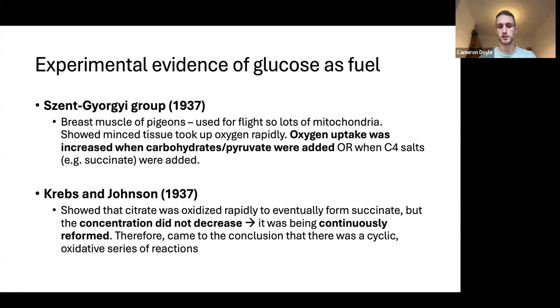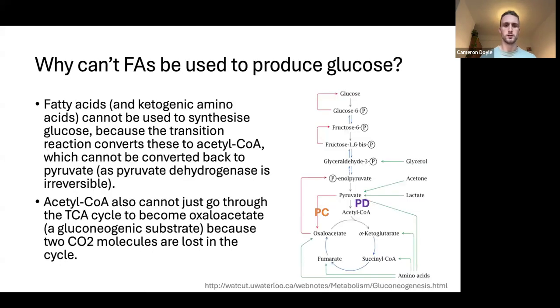And then Krebs and Johnson in 1937 found that the concentration of citrate wasn't really changing overall. So this suggested that if you're adding substrates, it's essentially just going round and round. It's a cyclical pathway.